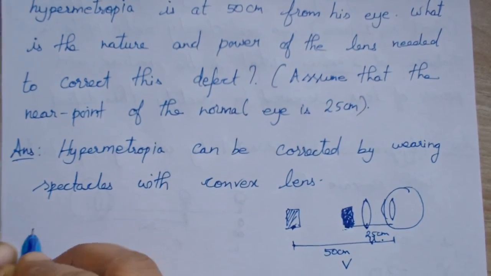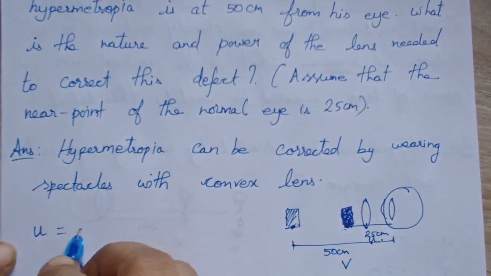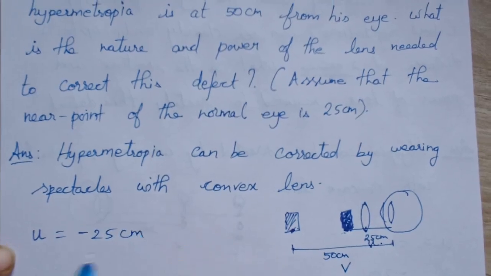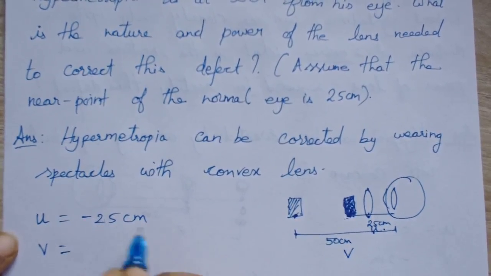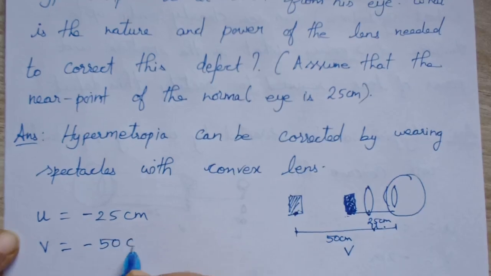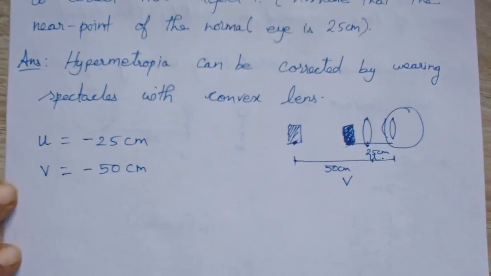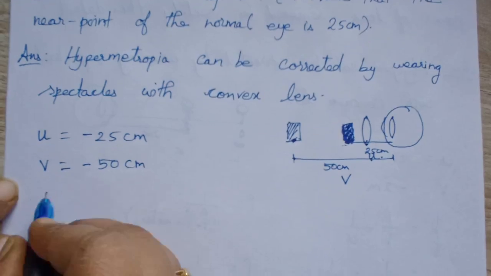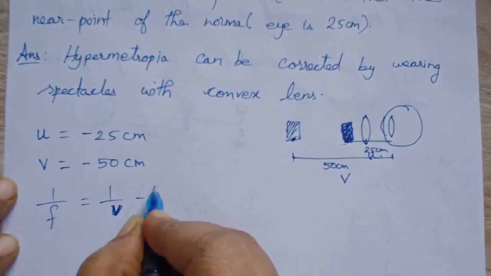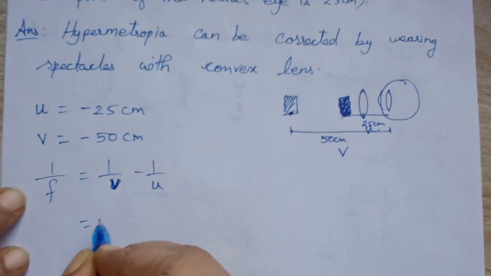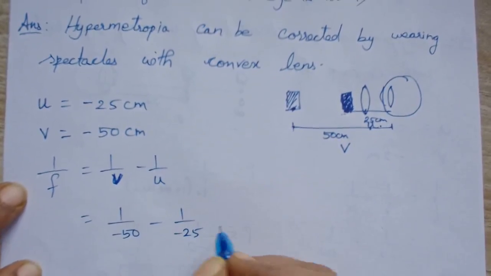So what is given? Object distance is at 25 centimeter, so u is minus 25 centimeter. V is also minus 50 centimeter. Everything is on the negative side of the x-axis. From these values, we need to find the value of f. 1 by f equals 1 by v minus 1 by u, right? That is equal to 1 by minus 50 minus 1 by minus 25, right?